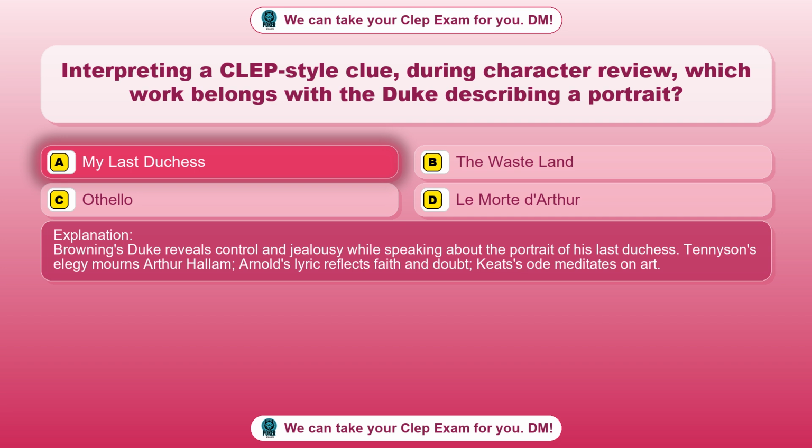Tennyson's elegy mourns Arthur Hallam. Arnold's lyric reflects faith and doubt. Keats's ode meditates on art.